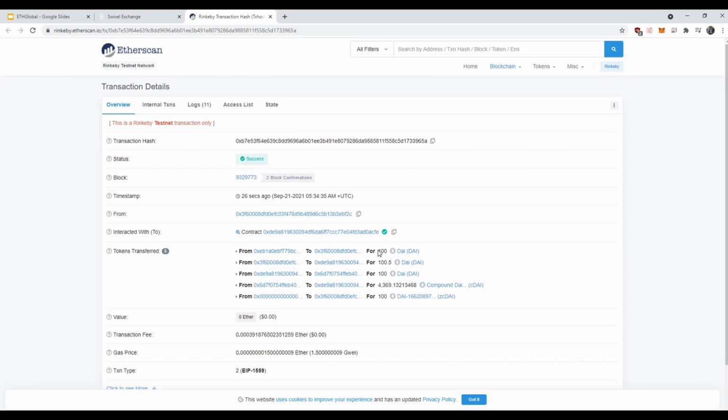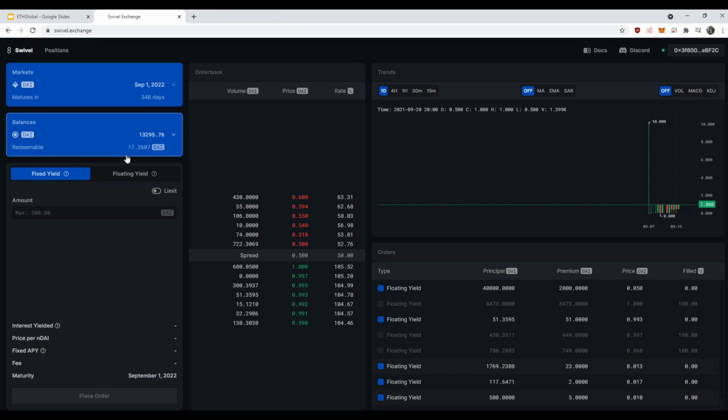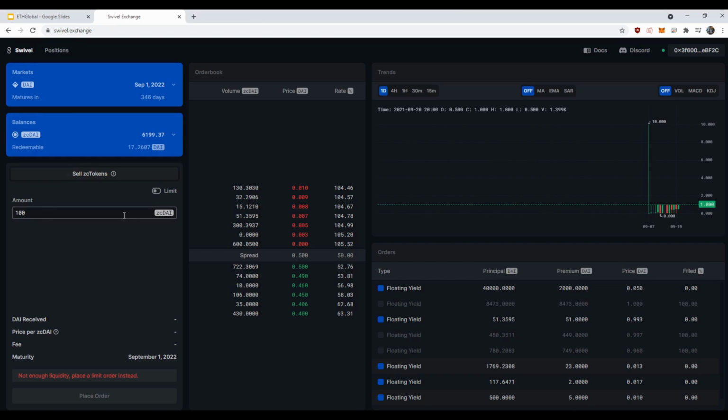And there it is. So like I said, you got both 100 ZC DAI and 100 DAI in return, which obviously isn't going to be typical, but is the case right now on testnet. If you actually want to then go and sell that ZC DAI, you can easily do so and effectively sell it back to the order book. Similarly, you would place a limit order. There's not enough orders for you to sell against right now immediately, so it is what it is.